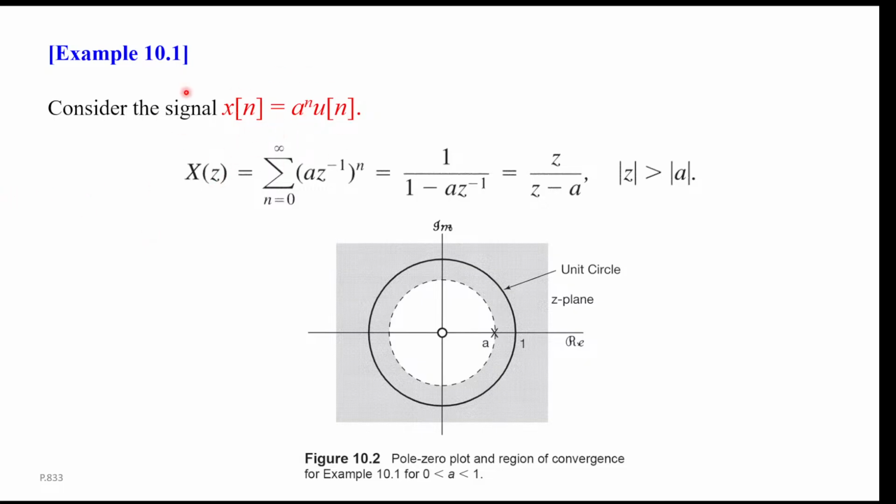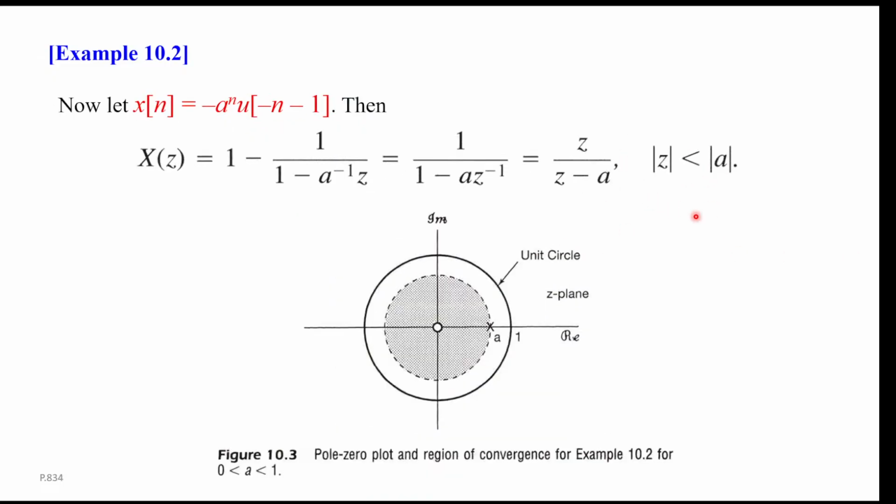the exponential decay signal, a to the n times u of n, will Z-transform to 1 over 1 minus a z to the minus 1, with the ROC being outside, absolute value of z greater than absolute value of a. And then there is also the left-sided signal, minus a to the n times u of minus n minus 1. This will Z-transform to a similar thing, 1 over 1 minus a z to the minus 1, but we'll have the ROC being absolute value of z less than absolute value of a.